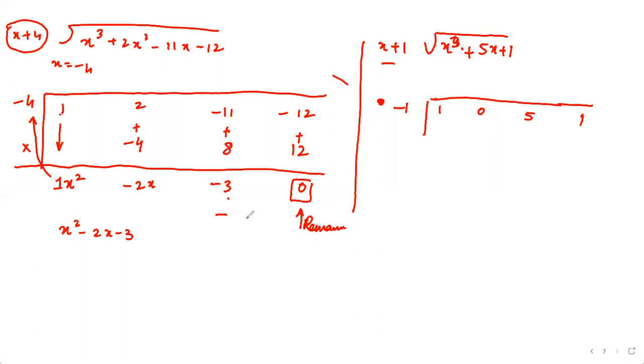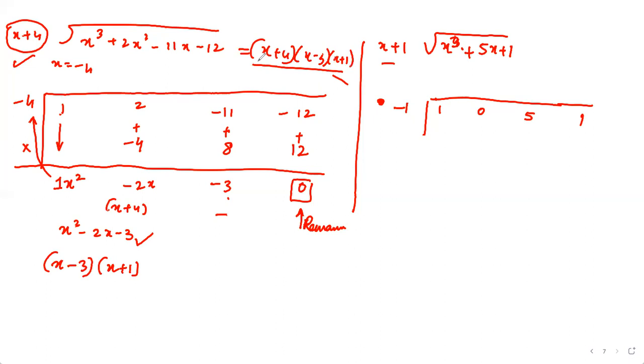I already got one linear factor, x plus 4. And now I've got x squared minus 2x minus 3. If you factorize this quadratic, I'm pretty sure you get x minus 3 and x plus 1 as factors. As a short summary, the factors are x plus 4, x minus 3, and x plus 1, as the result of the factorization.